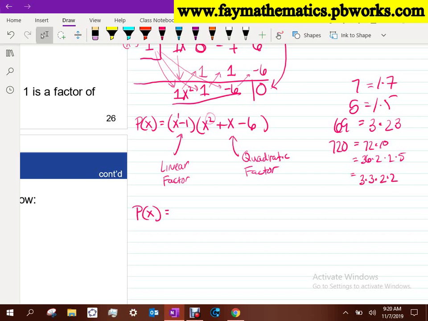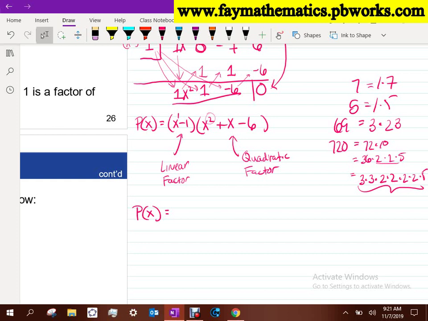Okay, so that's 36, right? And then I still have those, so times 2 times 2 times 5. That's the prime factorization of 720, right? Okay? So every number you come across, you can factor down to a product of prime numbers, right?